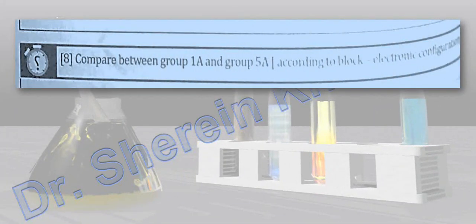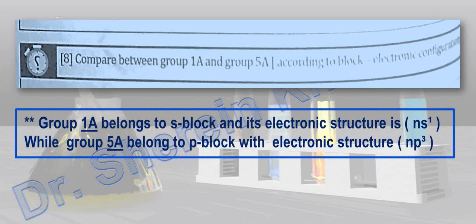Here we have question number 8, another say question. Compare between group 1A and group 5A according to two points: according to block and according to electronic configuration, or electronic filling. At the first, we have group 1A, which belongs to the s block.